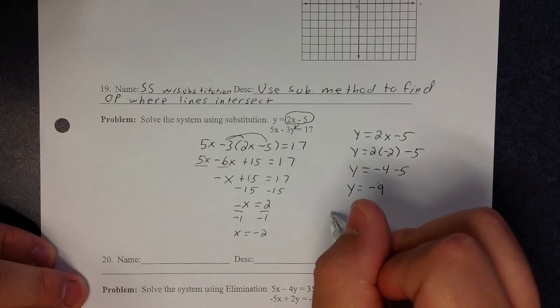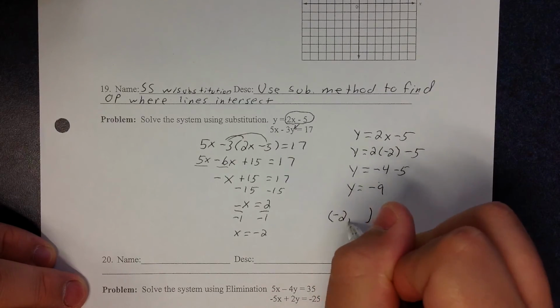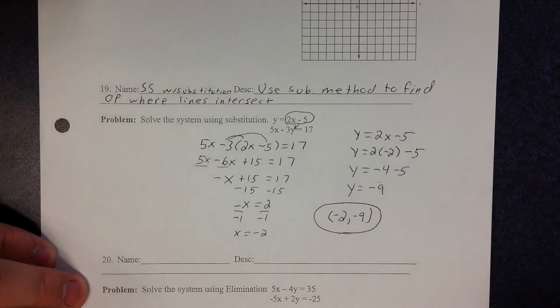So again, once you get your x and y, you need to write your answer as an ordered pair. So the x comes first, so it'd be negative 2, negative 9.